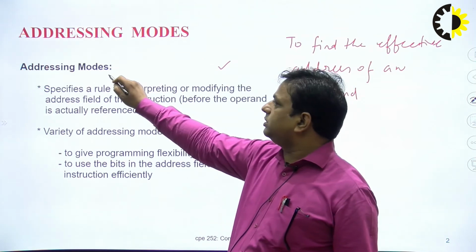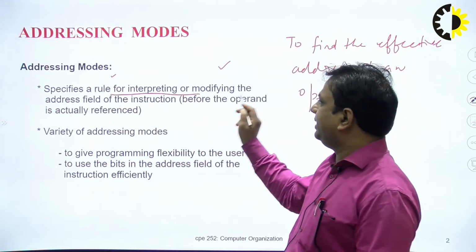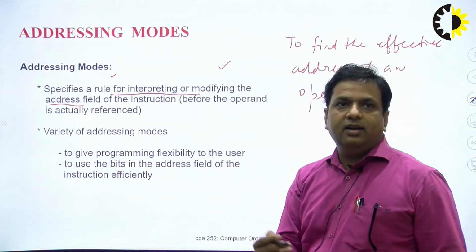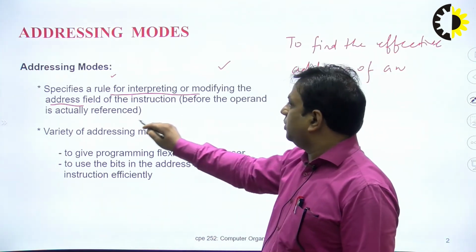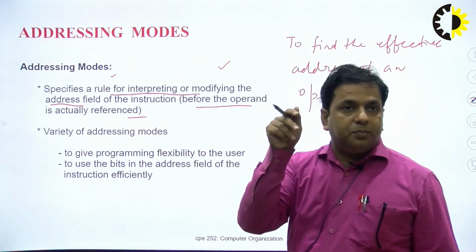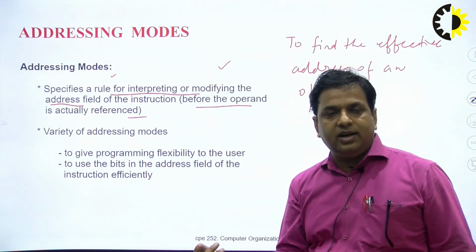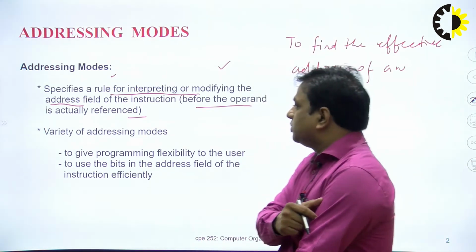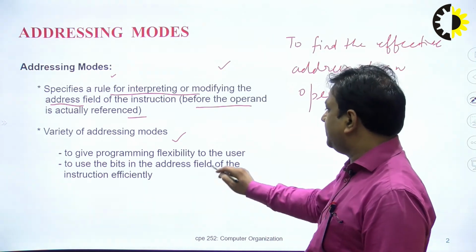So addressing modes specify a rule for interpreting or modifying the address field. The objective is how the address field works differently for different types of instruction, right? Before the operand is actually referenced, we have to see which mode is applied for the instruction. Different addressing modes provide different values of the address field, right? So we have a variety of addressing modes. It gives flexibility to the user.